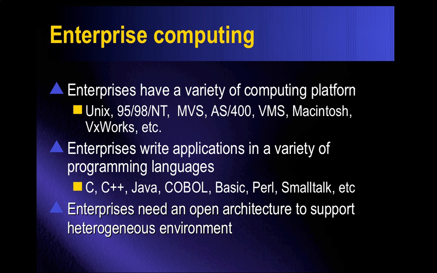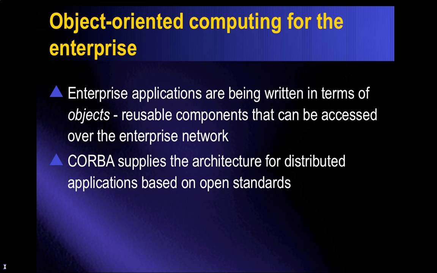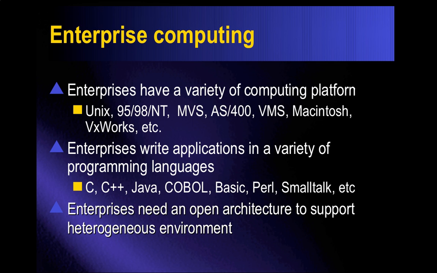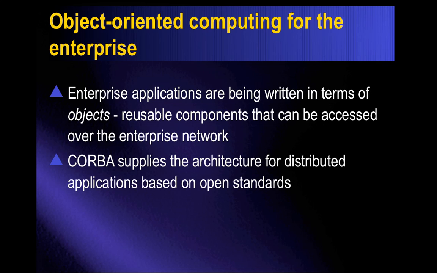Enterprises need an open architecture to support heterogeneous environments. That's where CORBA came around: object-oriented computing for the enterprise itself. Enterprise applications are being written in terms of objects, reusable components, accessed through enterprise networks. CORBA supports object orientation.